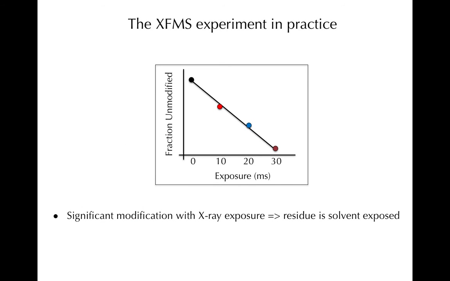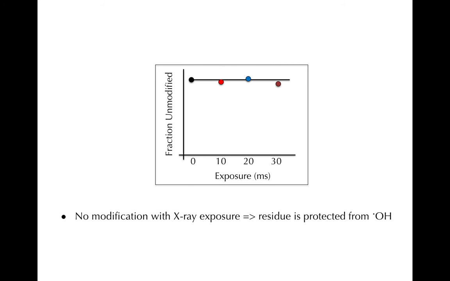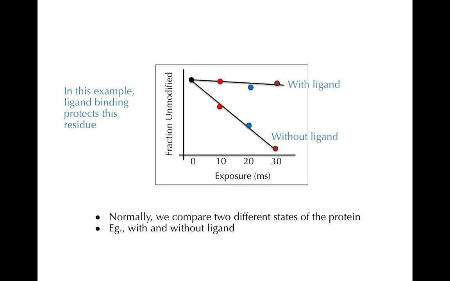So generally, the higher the rate, or the steeper that line, the more the residue is solvent exposed. And a very shallow line means that that residue is protected from hydroxyl radicals. So in practice, when we do this experiment, we're usually comparing two different states. So for instance, with the protein with and without a ligand. So as the ligand is binding, we're seeing more protections at certain residues, and that gives us information about where that ligand is actually binding.